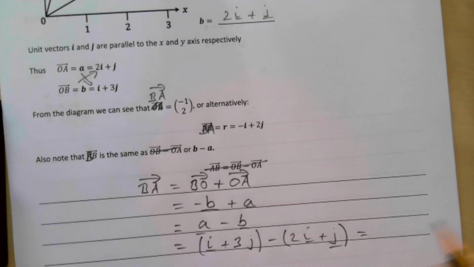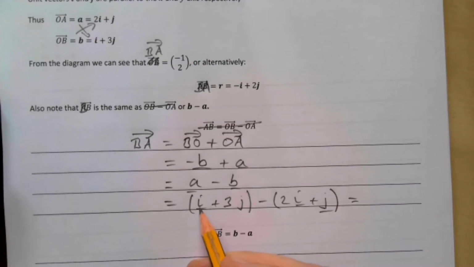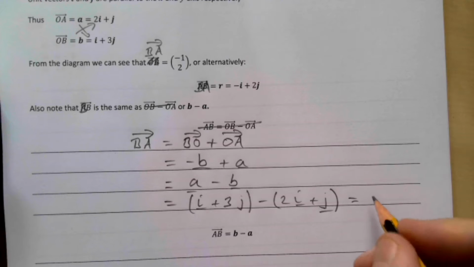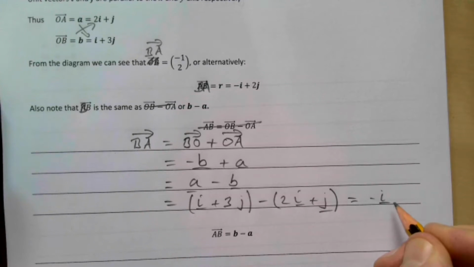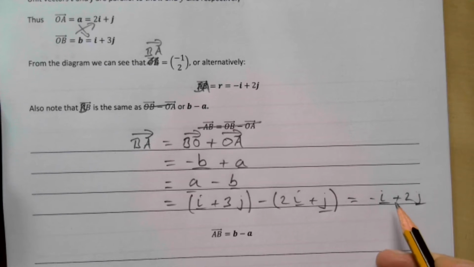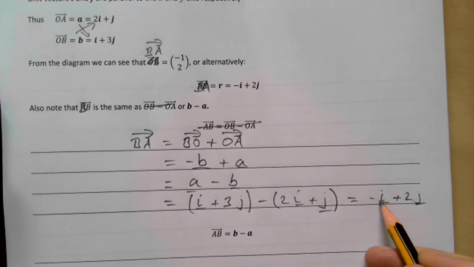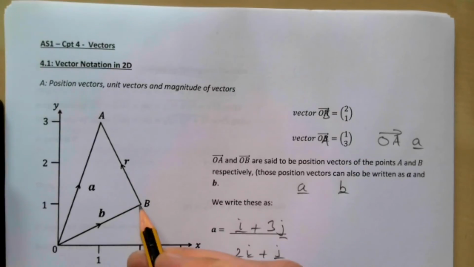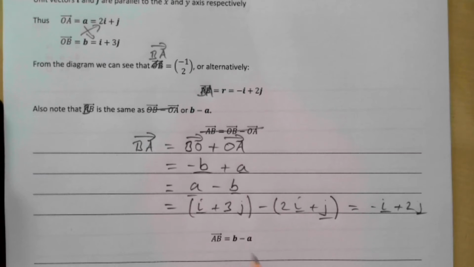We join together our like variables. We have i take away 2i, so that's minus i. 3j minus j is plus 2j. And of course that was how we got from B to A. Remember it was back 1 and up 2. So back 1 and up 2. And that's where we have it. So that's what I got.